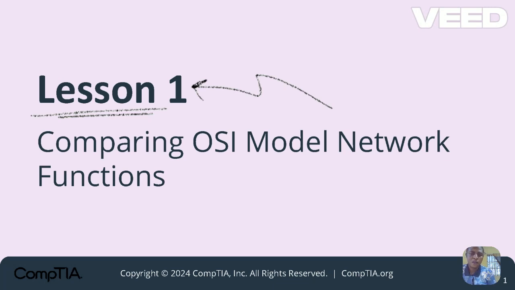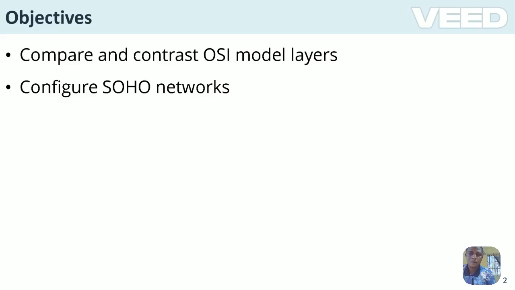Today we are talking about CompTIA Network Plus, starting from lesson one, which is comparing OSI model network function. The objectives are: number one, comparing and contrasting OSI model layers, and number two, configuring a small office home office network. These are the two major objectives we are going to consider.